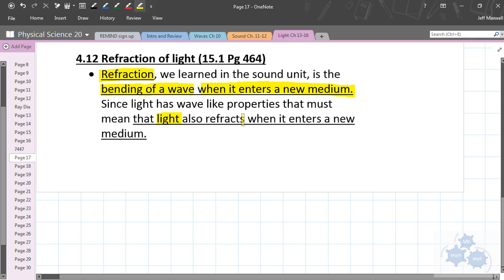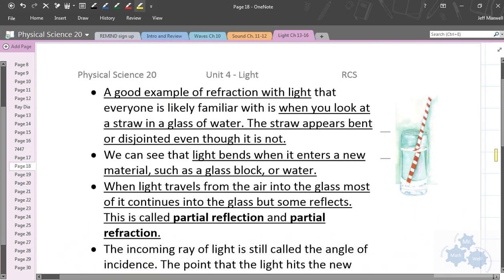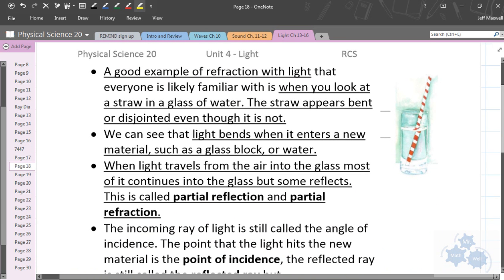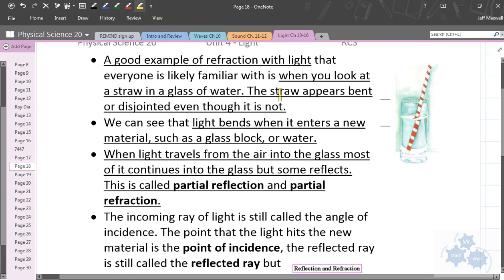So light refracts. A good example of refraction with light that everyone is likely familiar with is when you look at a straw in a glass of water. If you look at the diagram on the right here, the straw appears to be bent or disjointed. So an example of refraction of light: a straw in a glass of water that appears to be bent or disjointed.